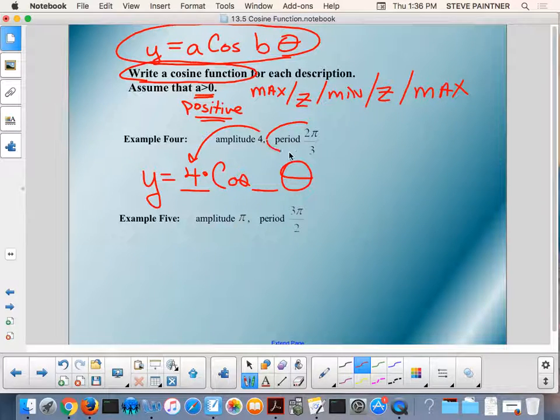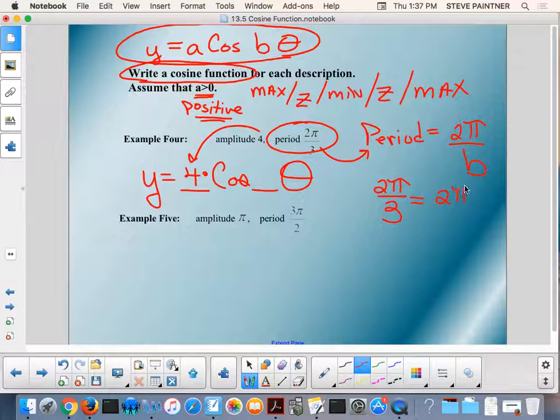If your period is 2 pi over 3, you should be thinking like this. My period is always going to be 2 pi divided by what? B. But what's the period? 2 pi. They're telling you the period. Put it in. It is 3. 2 pi over what? 3 must equal this. 2 pi over what? B.